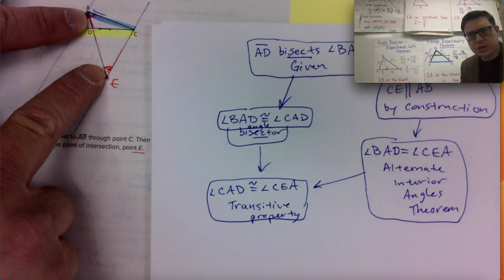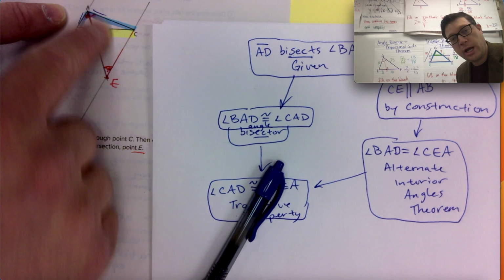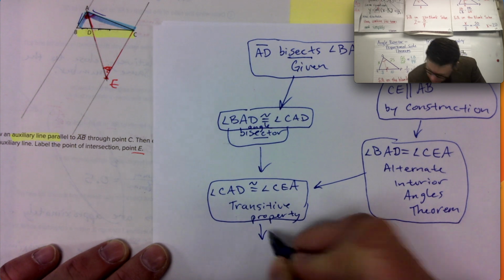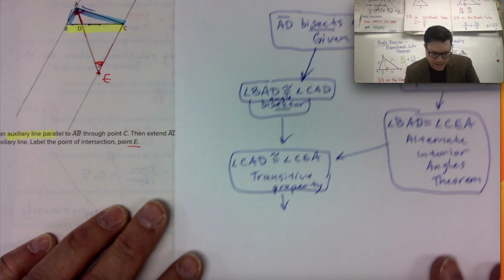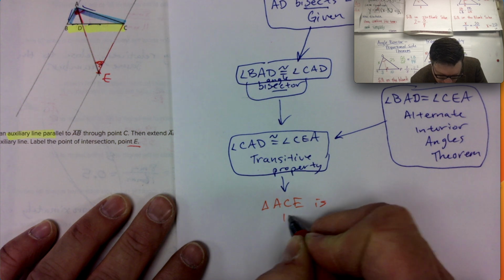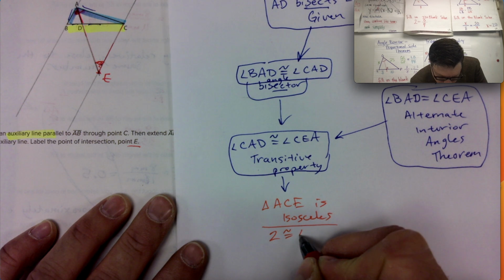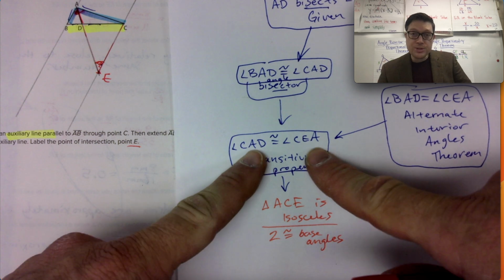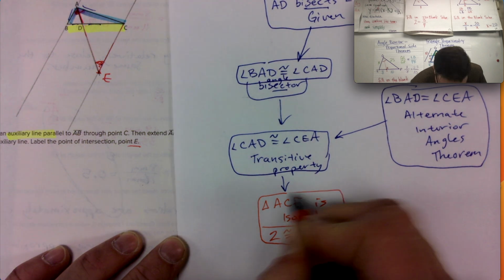But then that means that these two angles here are base angles of an isosceles triangle. ACE is isosceles. So this means triangle, and I'm going to put this in red. I'm going to put this in red for a reason you'll see in the next video. That means triangle ACE is isosceles, because there are two congruent base angles. Which ones are they? Those, CAD and CEA. Okay.